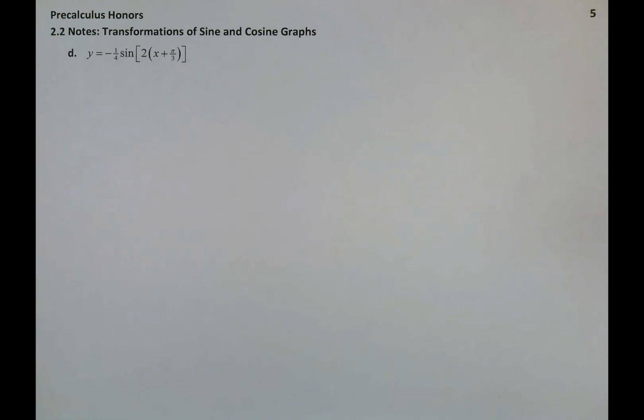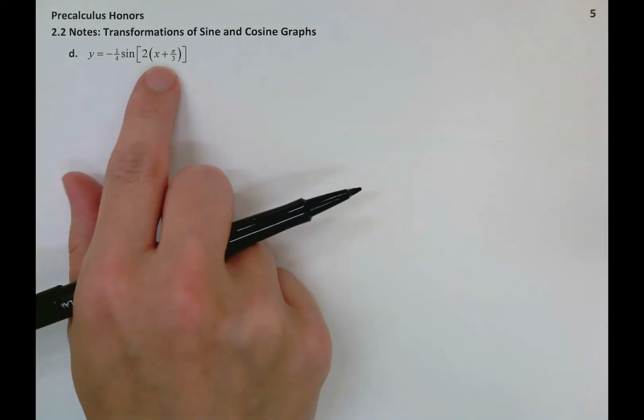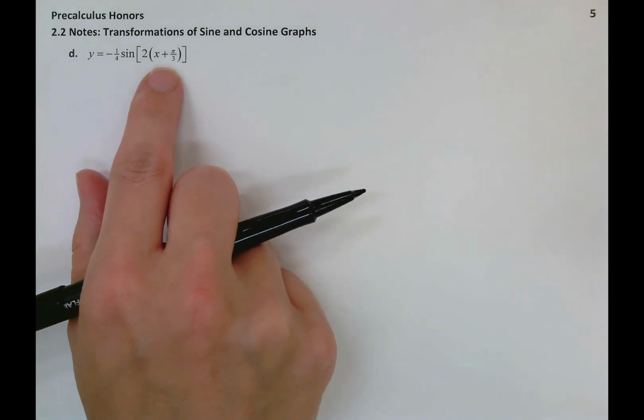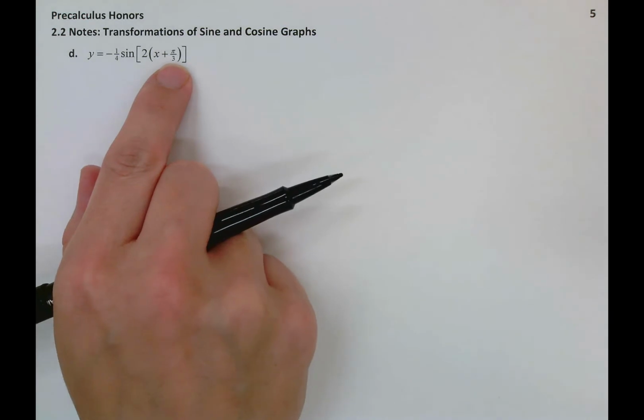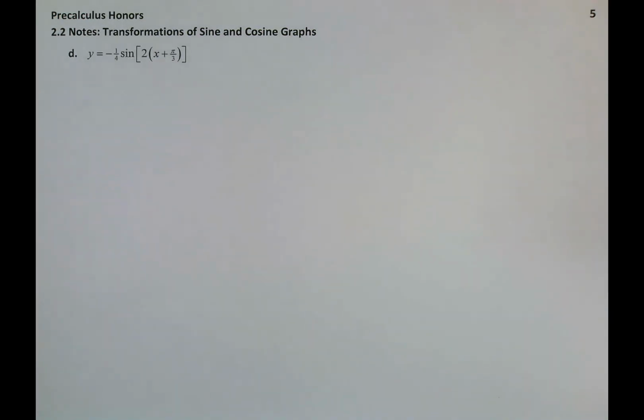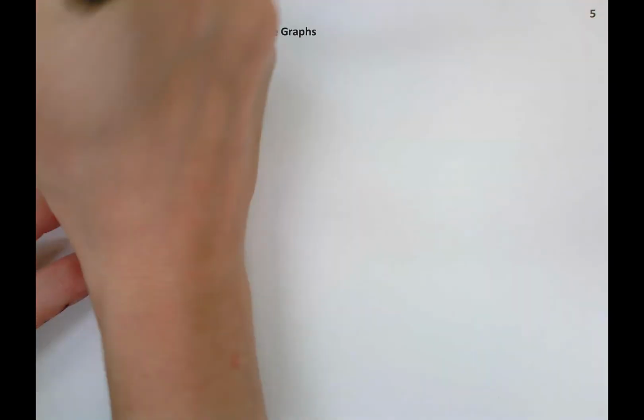Okay, so for our final example, this time we don't have a midline, but our phase shift is now the pi over 3. Notice that the difference from the previous example is that we already have this 2 factored out, so this is indeed the phase shift that we're looking at. So again, we're going to start off and just start listing all of our properties.